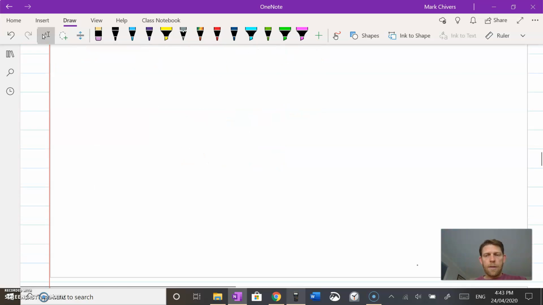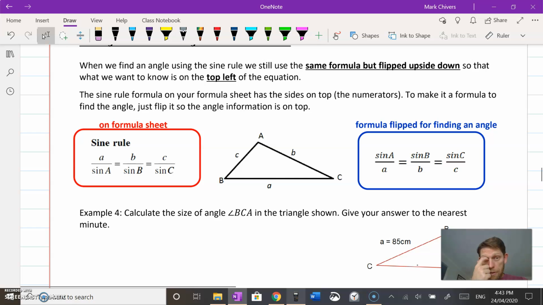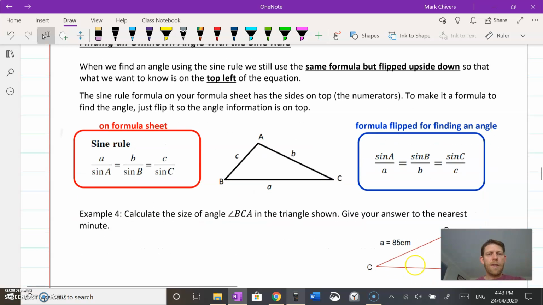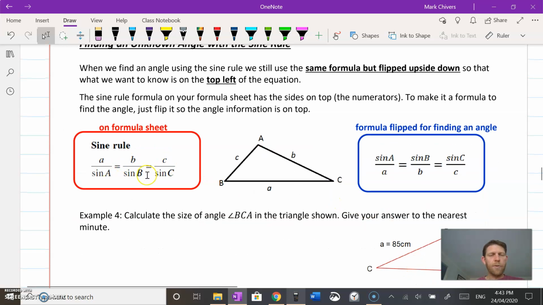Okay, the next variation we need to think about is, that was all good if we were finding a side, but what if we need to find an angle? The easiest way is to flip the sine rule. You can keep it this way if you want to, but it makes a whole lot of work. So if A over sine A equals B over sine B, then the other way around, sine A over A is going to equal sine B over B. If we're trying to find an angle, we just flip the whole thing upside down, as long as all the sines are on top and all the distances are down the bottom.